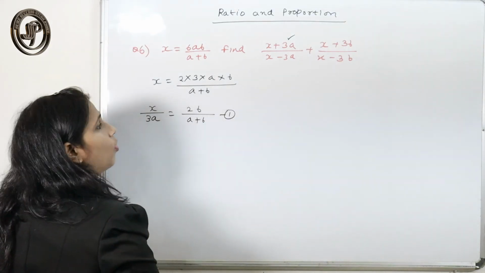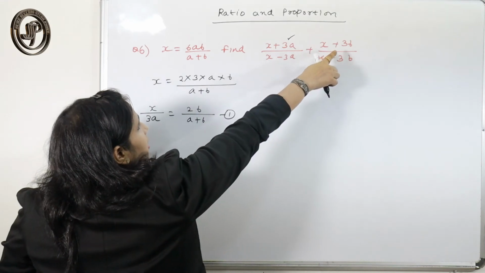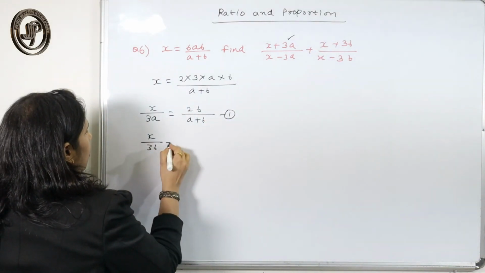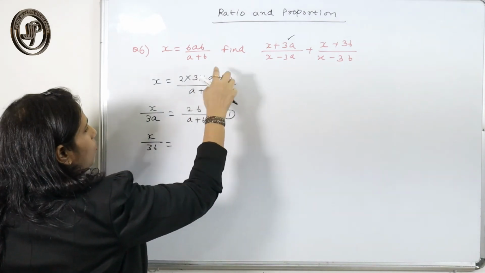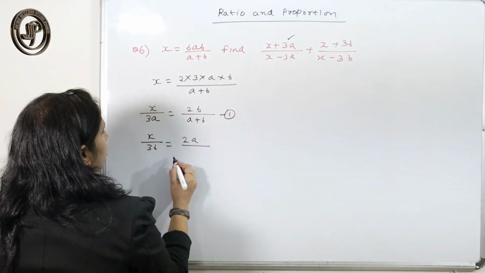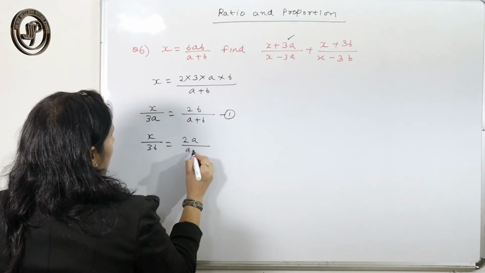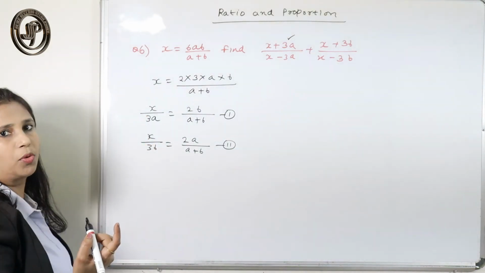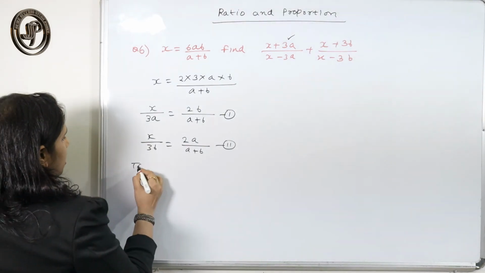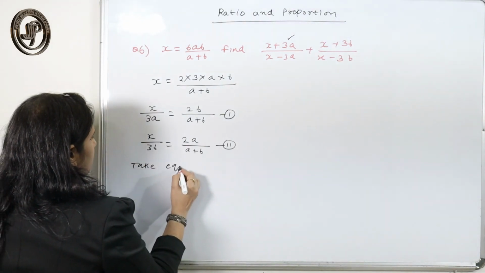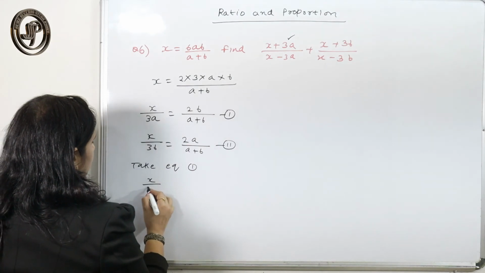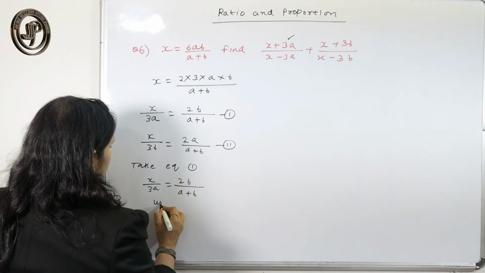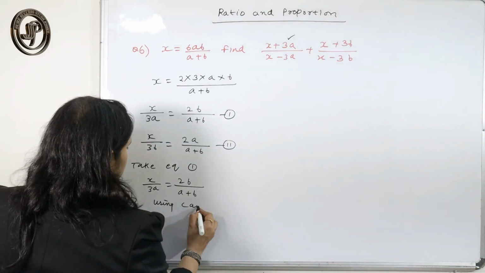Take it as equation 1. Now, since here it is 3b, take 3b down. If you take 3b down, here you are left with 2a upon a plus b. Now, the same way you have to proceed with the question. Take equation 1, x upon 3a is equal to 2b upon a plus b, using C and D.